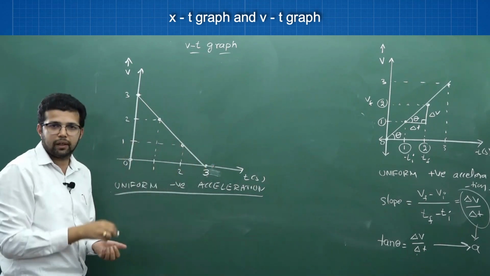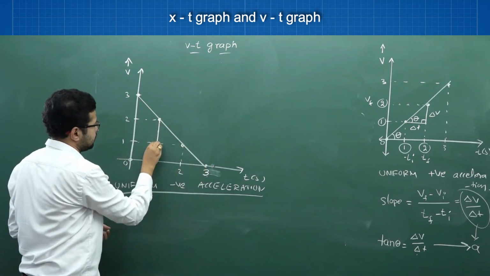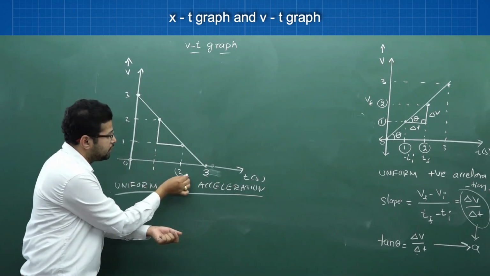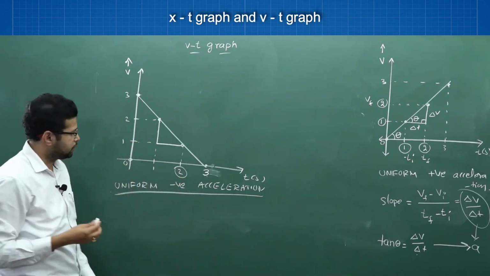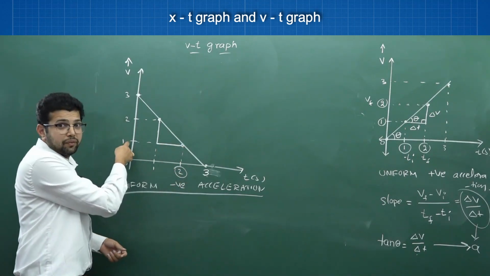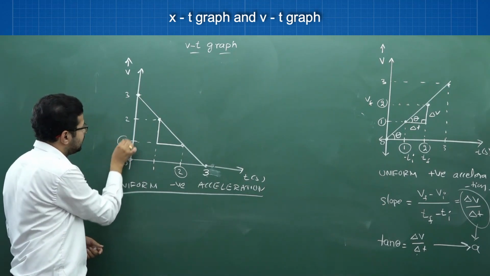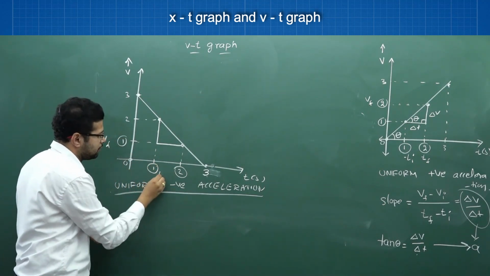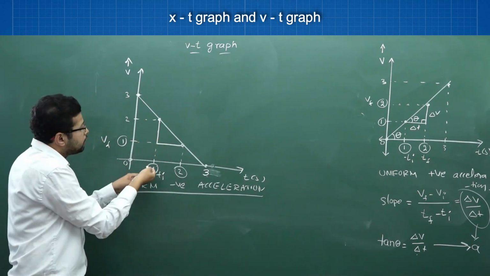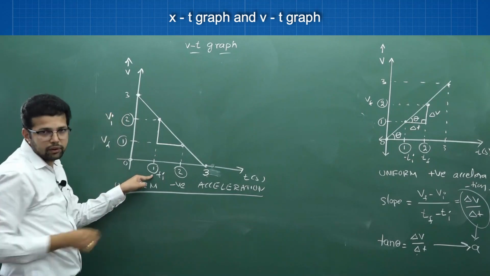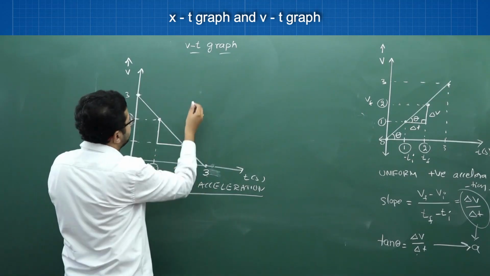Now, here if I calculate slope, what happens? What is the final time? Final time is 2 seconds. The velocity corresponding to final time becomes final velocity. Okay. So, this is final velocity. What is initial time here? This is initial time, Ti. The velocity corresponding to initial time will be initial velocity. So, what is slope here?